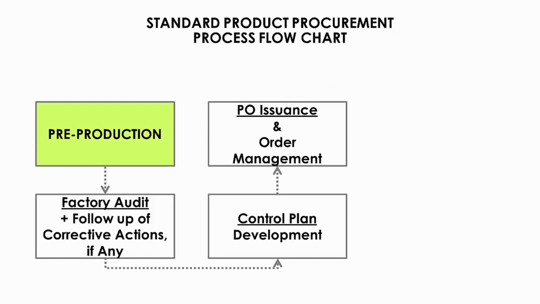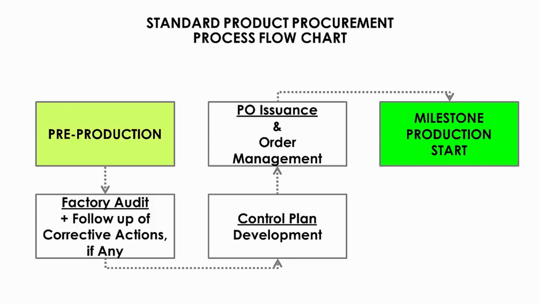The next step is to place the purchase order for your products with a selected supplier. This means you need to be paying a deposit, which is generally around 30% of the purchase order. You should also discuss with your supplier a communication plan for during production.